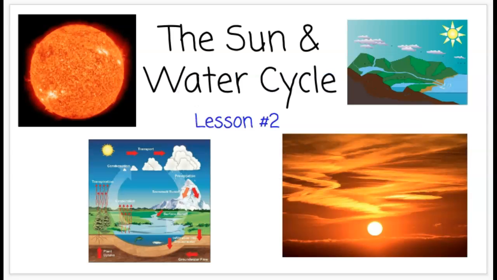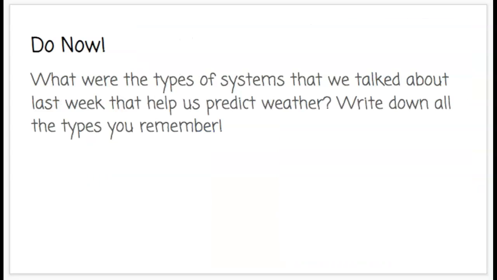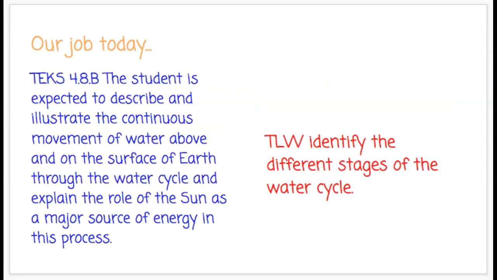So as I said, we're going to be learning again about the water cycle. This will be lesson number 2. So, do now: what were the types of systems that we talked about last week to help us predict weather? Write down all the types you remember. You can pause the video and I'm going to keep going. Our TEK again is 4.8b.